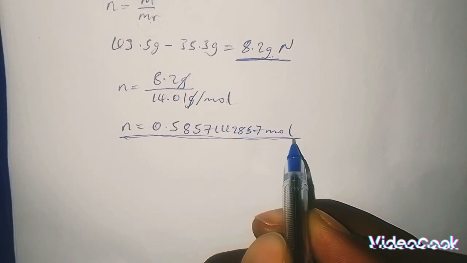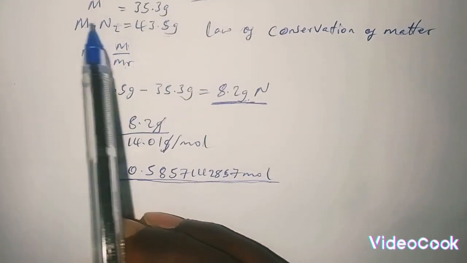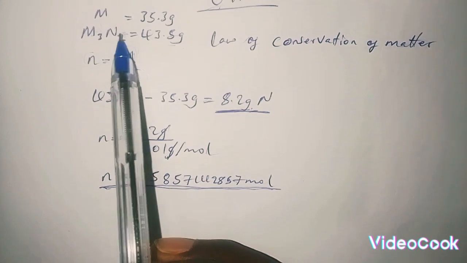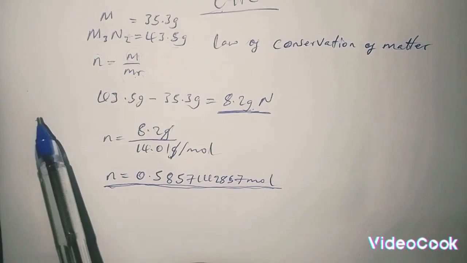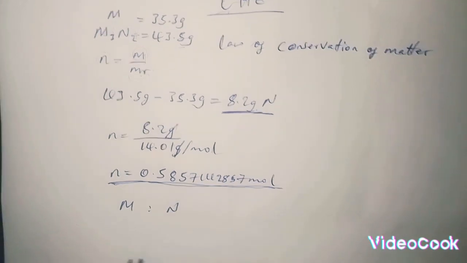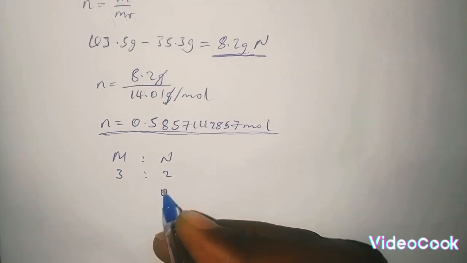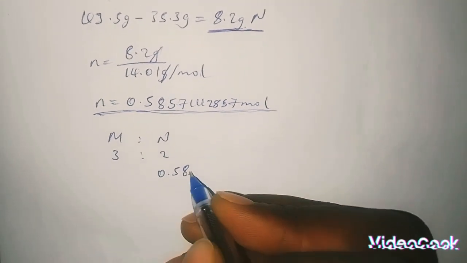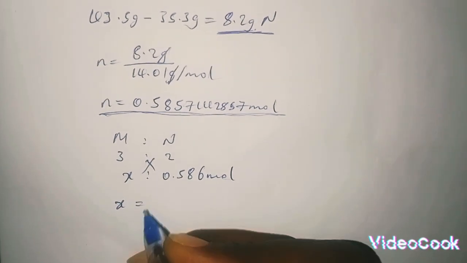Now, after knowing the number of moles for nitrogen, we will ask, what is the relationship between N and M? We know that according to this ratio, when there are two elements of nitrogen, there should be this number of elements for M, which means this is a ratio. So the ratio between M to N is 3 to 2. Now, if you check, on this side we have 0.58, I'll just put a 6 here to cut it short, and this one we don't know.